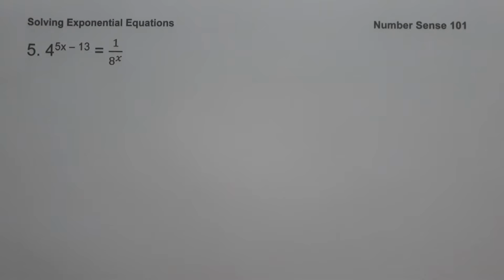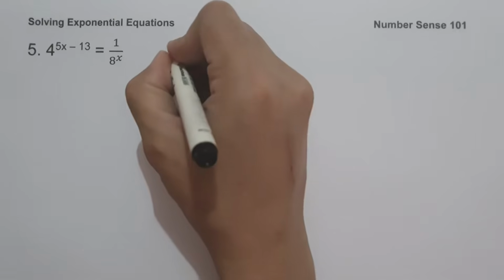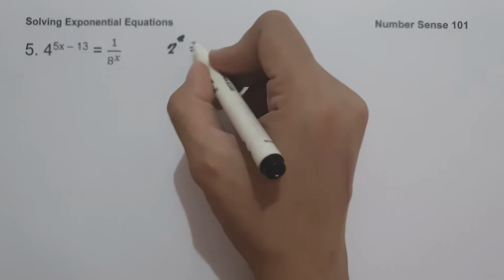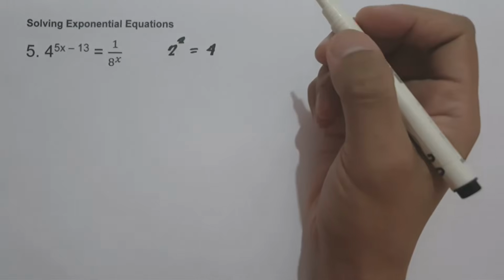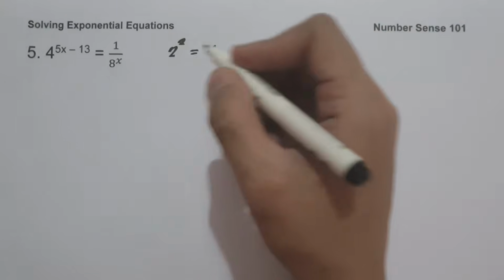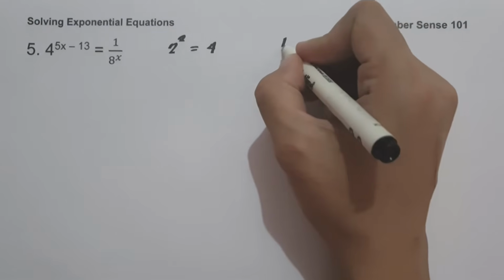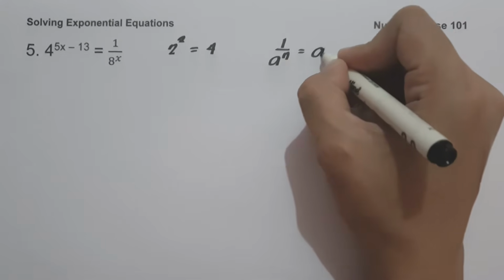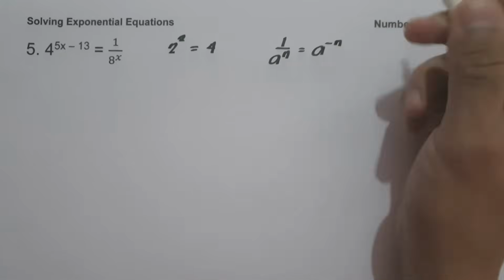On example number 5, we have 4 raised to 5x minus 13 equals 1 over 8 raised to x. To simplify this one, we must have the same base. So let us write 4 as 2 raised to 2, because 2 raised to 2 is equal to 4. And since we have a fraction, let us use the idea of 1 over a raised to n, and that is a raised to negative n.